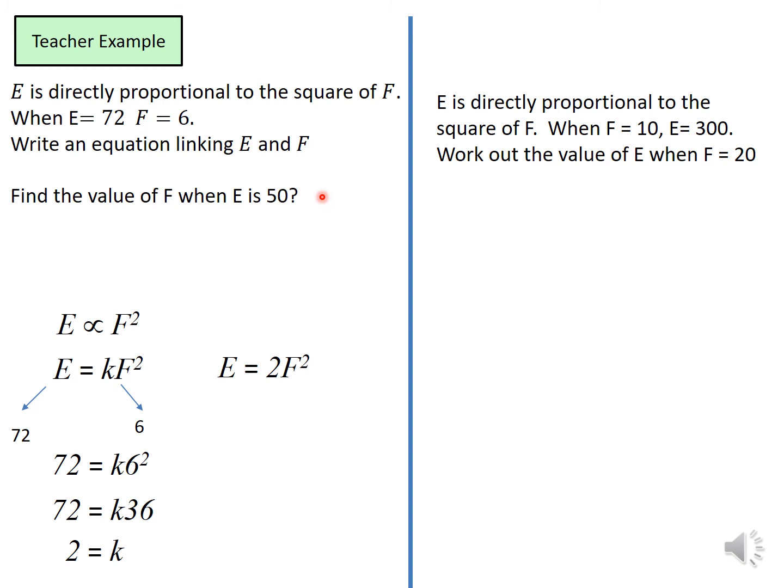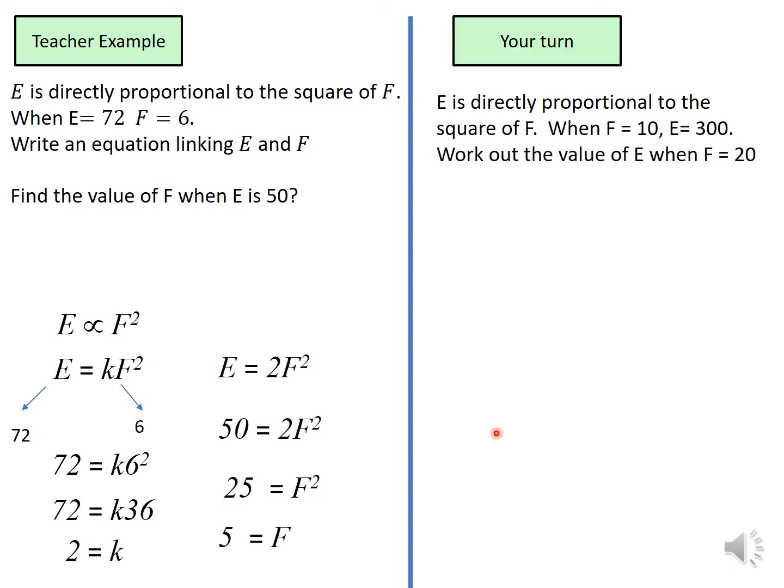Now, let's see what the question is asking us to do. Find the value of f when E is 50. So let's put 50 instead of E. There we go. Now, solve that equation. So get rid of 2 first, divide both sides by 2, you get 25 equal f squared, and then square root both sides, you get f is equal to 5.